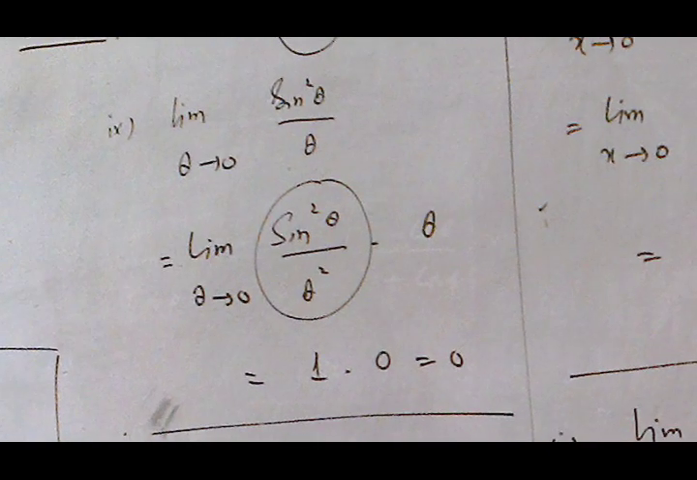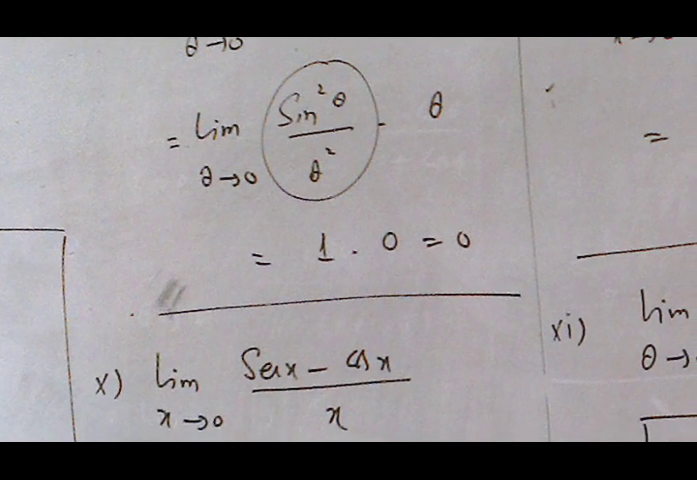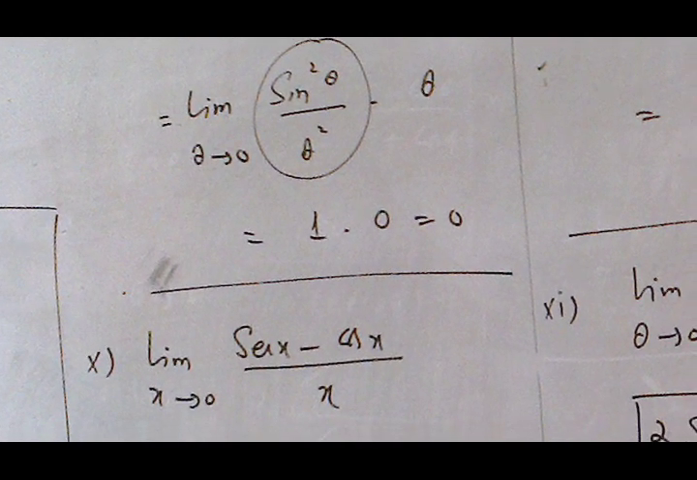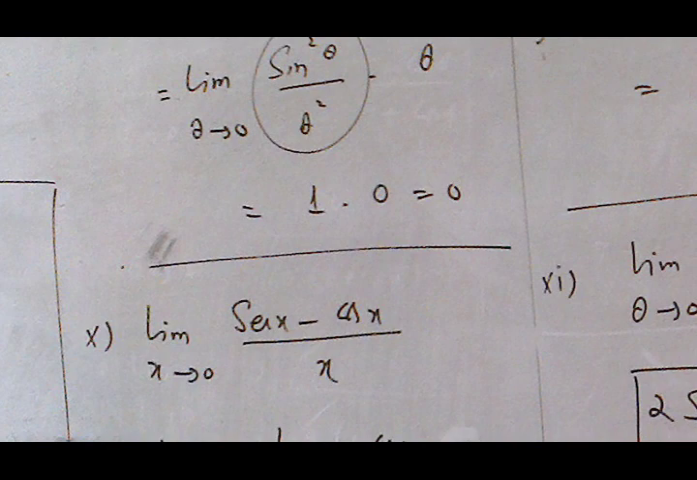Now in this question we have sin square theta over theta. We multiply and divide by theta. Now it is sin square theta over theta square, which is equal to 1, and we apply the limit theta tends to 0, so it becomes 0.